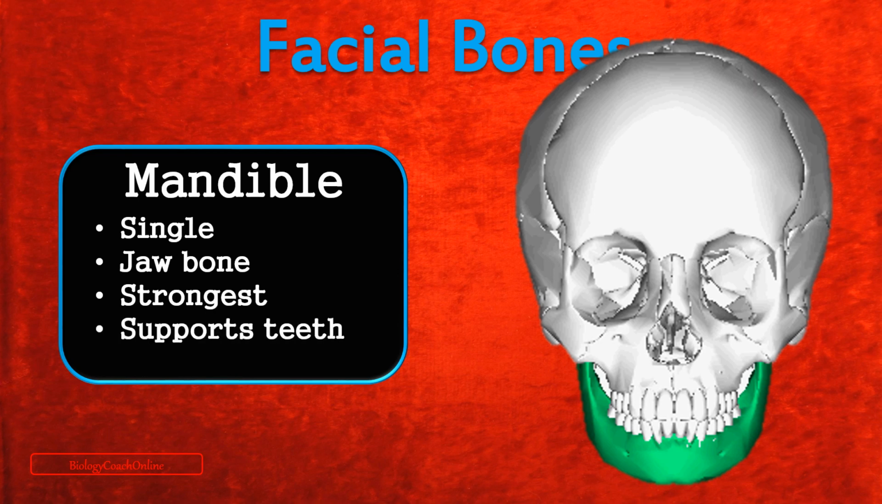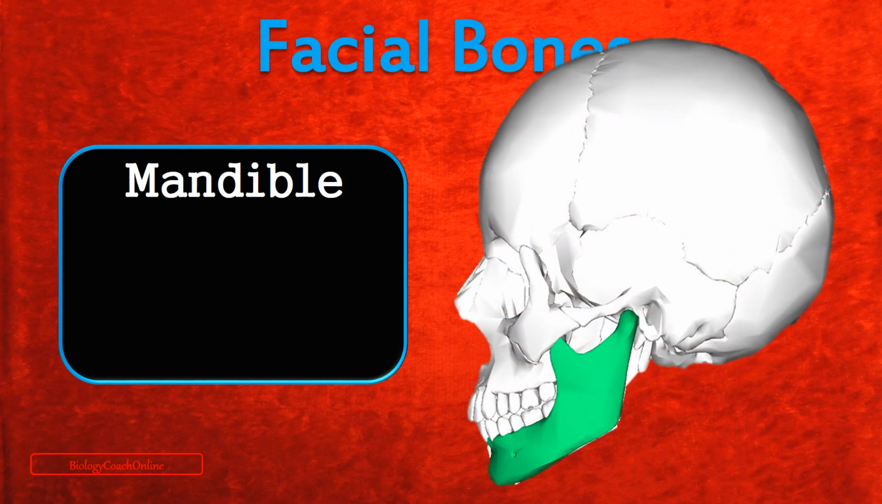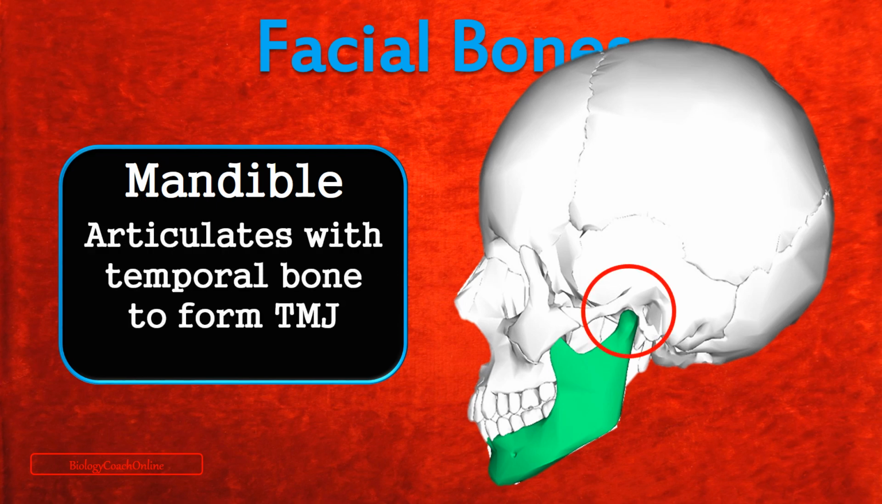Now you have seen this bone before when we discussed the cranium. Recall that the mandible articulates with the temporal bone to form the temporomandibular joint, or TMJ. By the way, this is the only articulation that the mandible has. And also remember, as we mentioned before, the mandible is the only movable bone of the skull.